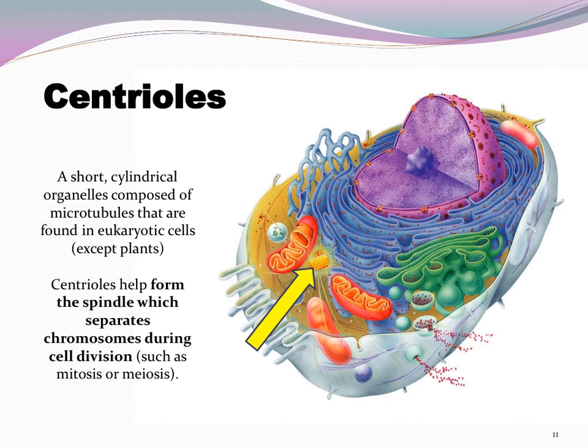In this diagram, the arrow is pointing to the centrioles. Centrioles are small organelles composed of microtubules that are found in most eukaryotic cells, except for plants. Centrioles help form spindle fibers, which help separate chromosomes during cell division, such as mitosis or meiosis.